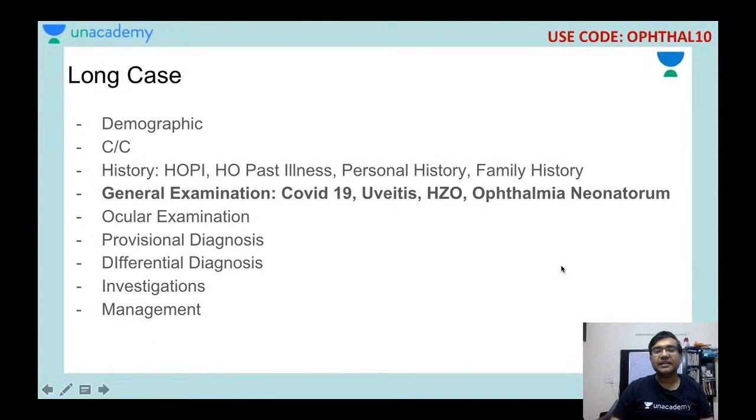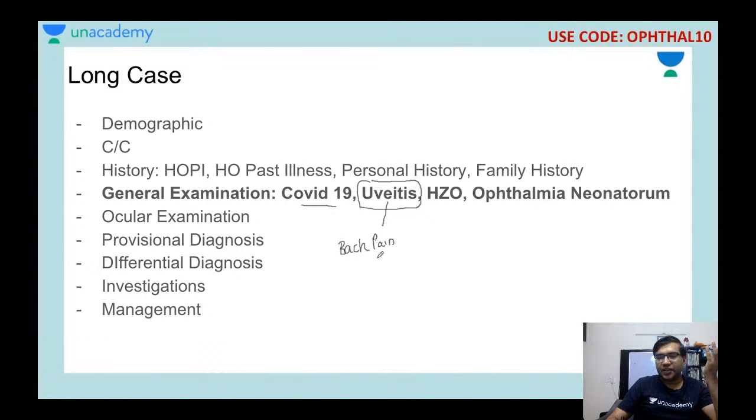Chalo. Then in the general examination, nowadays it is so important that you always think about COVID. Then uveitis. Why is uveitis important? The patient comes and says he is having photophobia, and you see that there is uveitis. If it is a young patient, you would ask him about back pain. If he says no, but says, sir, I am having ulcers in the mouth, and genital ulcers along with uveitis, what may the patient be suffering from?